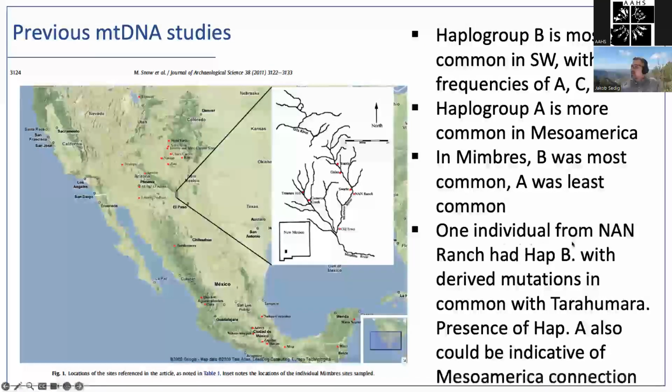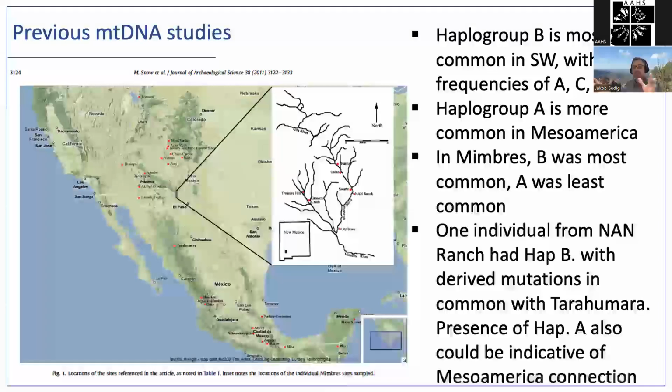The potentially interesting part from this study was that there's an individual from Nan Ranch who had haplogroup B. Again, that's the southwestern haplogroup, but there are mutations in that haplogroup that are really common in modern day Tarahumara. And as we know, Tarahumara are from the south of the present day border. So this paper was using this to say that the people who lived in the Mimbres region may have had connections with northern Mexico, Sonora, which is interesting when we're thinking about demography and what happened at the end of the Mimbres period, when there have been all sorts of discussions and debates about movement of people south from the Mimbres into places, especially like Paquimé, that I'll talk a little bit more about.